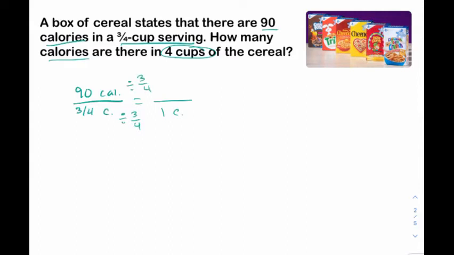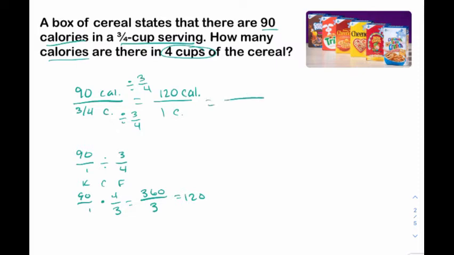So right here, let's do 90 over 1 divided by 3/4. I'm going to keep my 90 over 1, change division to multiplication, flip my 3/4 to 4/3, and then I'm going to multiply across. 90 times 4 is 360, and 1 times 3 is 3. 360 divided by 3 is 120. So I can fill in up here that there are 120 calories in 1 cup.